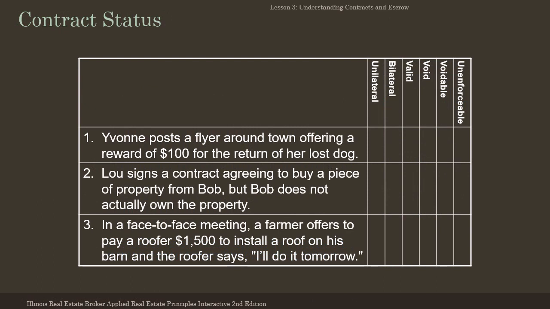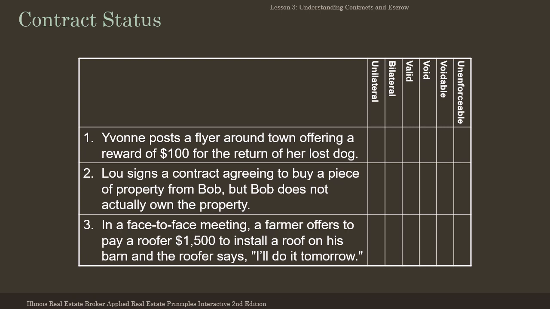Here's a little contract status exercise, and I think it'll be interesting for you. Hopefully we'll be able to drill down a little bit and explain a little bit more about the different types of contracts. So we'll see if we can make some sense of this. It's not my favorite exercise, but it'll do. Okay, tell me what kind of contract.